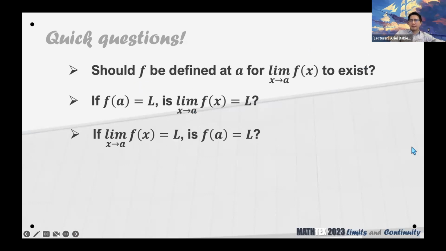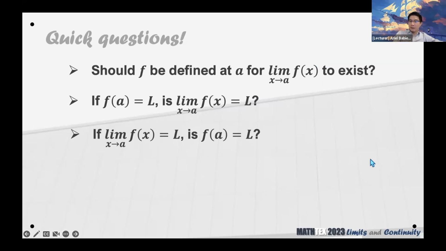So first question for everyone. Recitation muna tayo. Should a function be defined at a for the limit of the function as x approaches a to exist? Yes or no? Should a function be defined at a for the limit as x approaches a to exist?